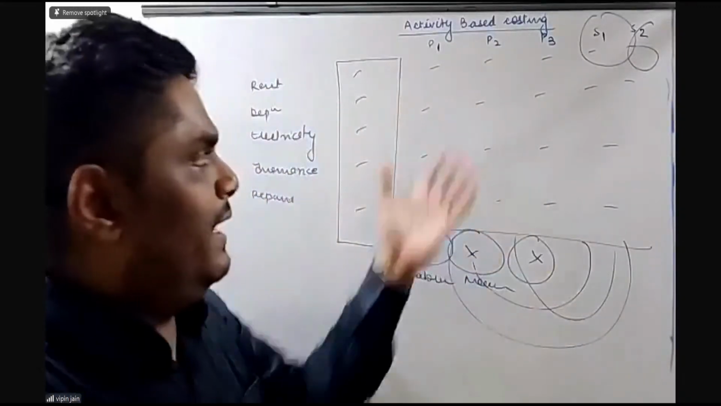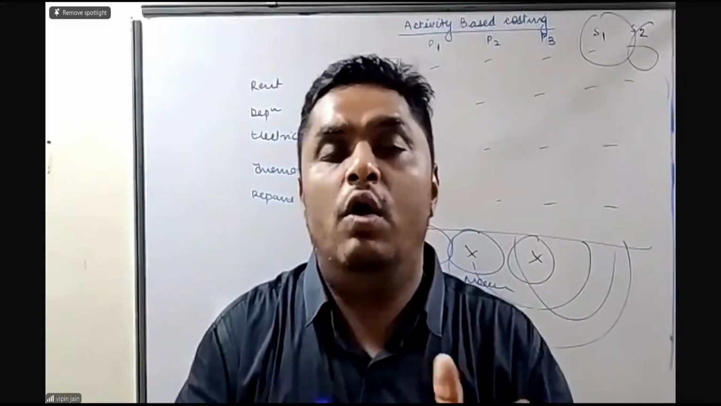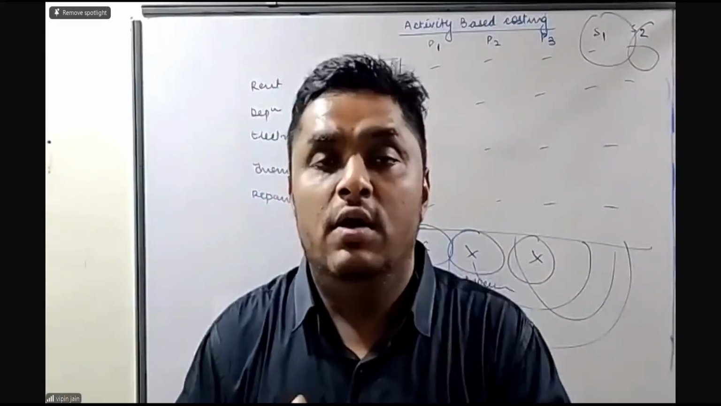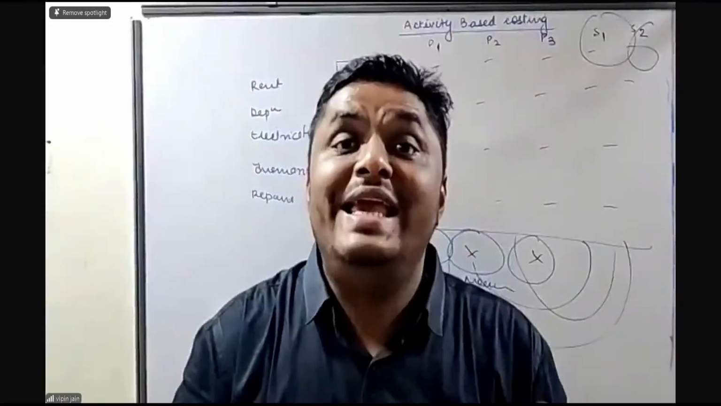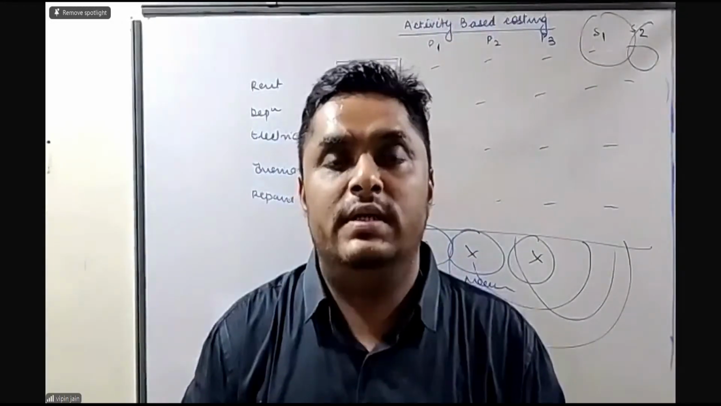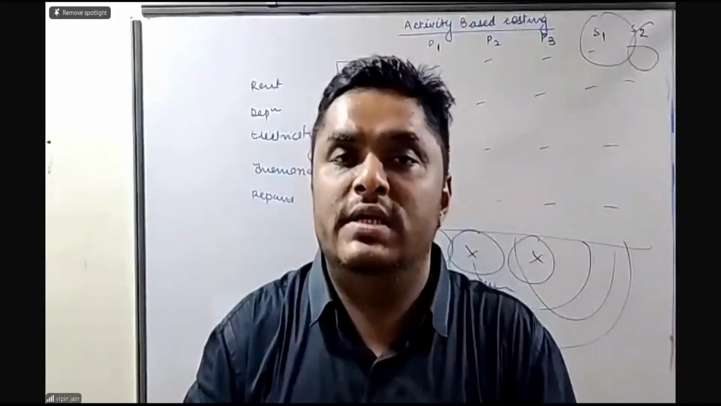Let's say here in production department P1, I have absorbed all the overheads on the basis of labor hours. So activity-based costing says, how can you absorb all the overheads on one basis? I have a better approach. So this is what activity-based costing says.